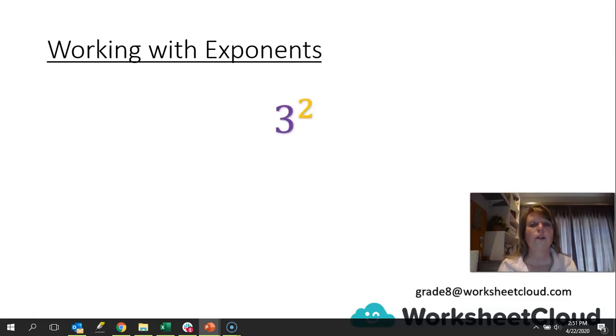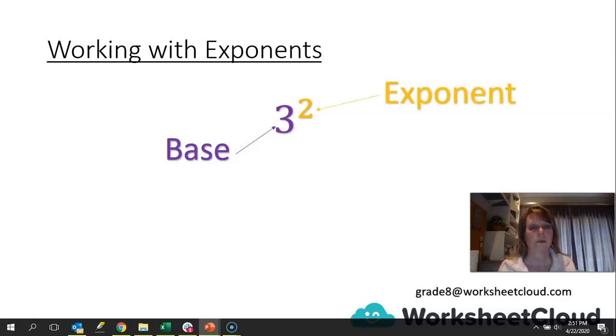Right. We're going to look at this exponent. So here we've got 3 to the power of 2. We've all seen that before. You've probably been working with exponents from grade 5 or grade 6. But 3 is now known as the base and 2 is known as the exponent.